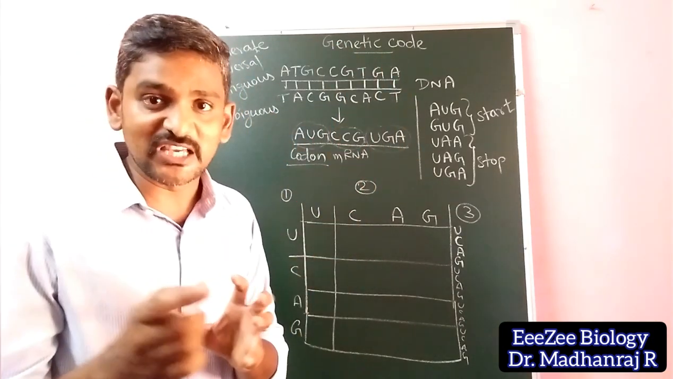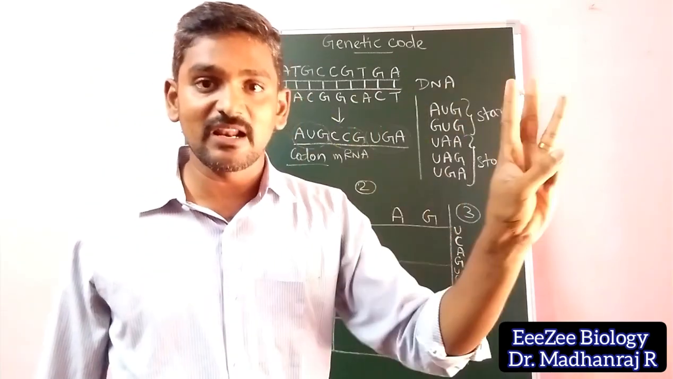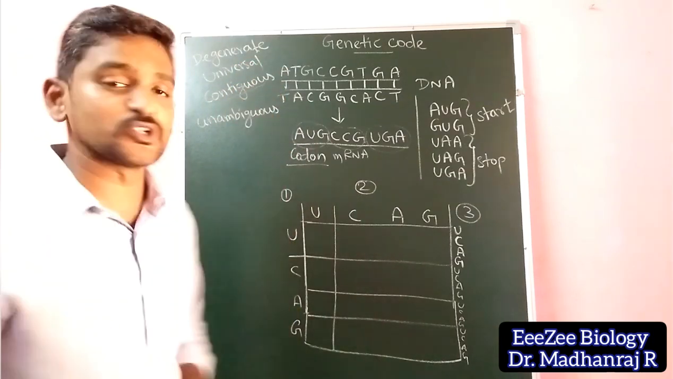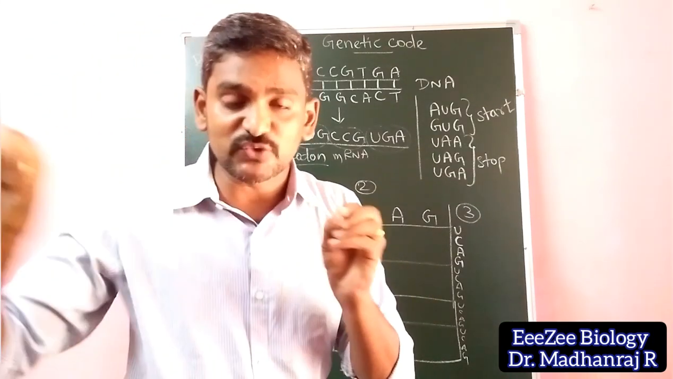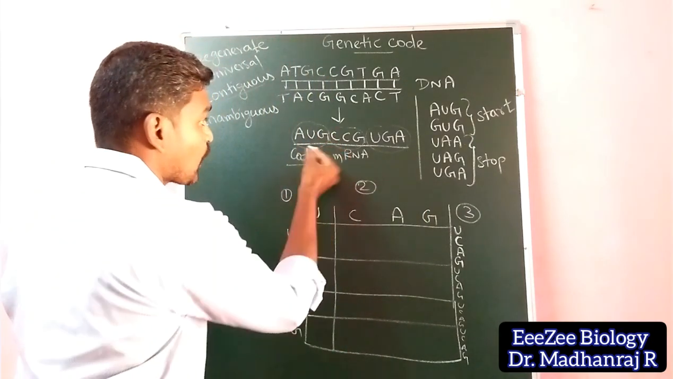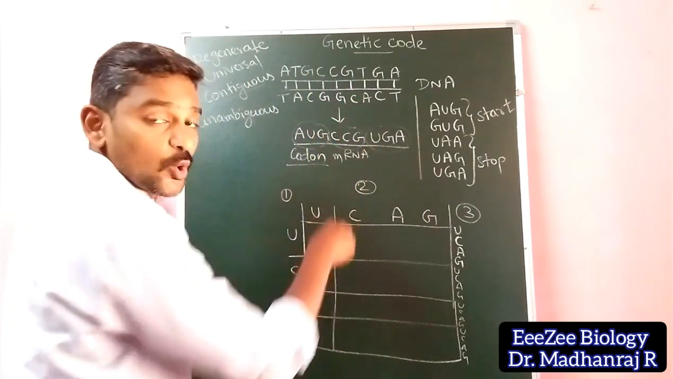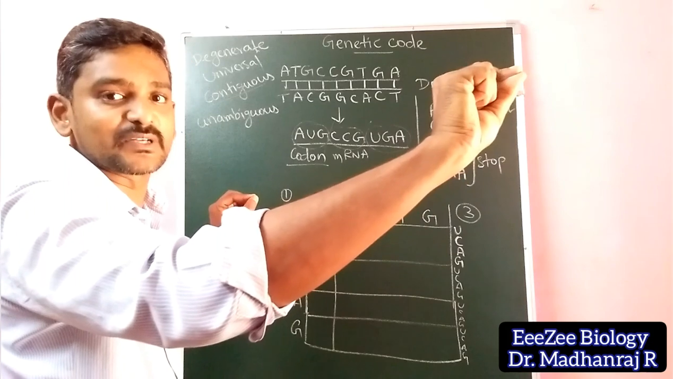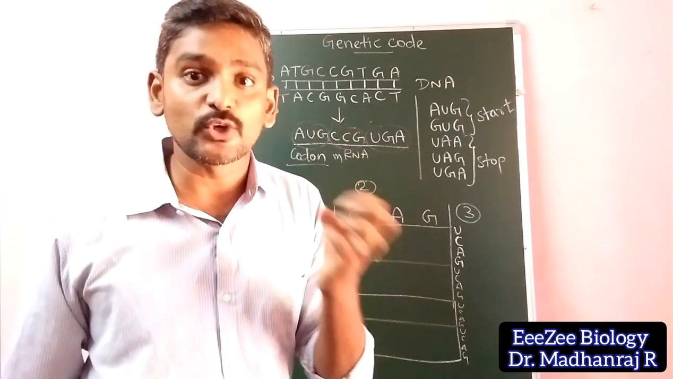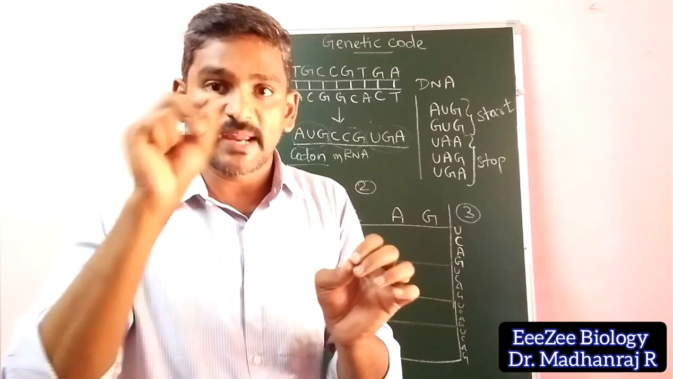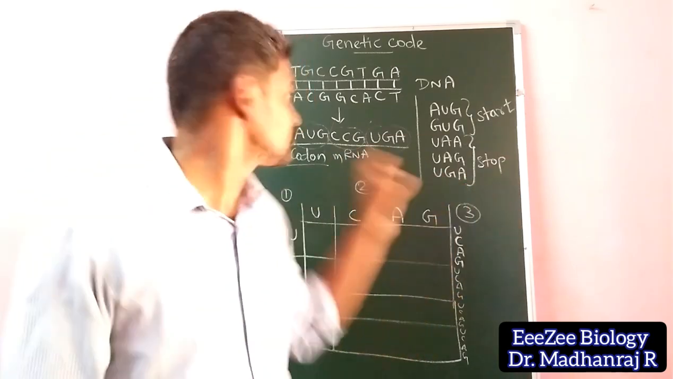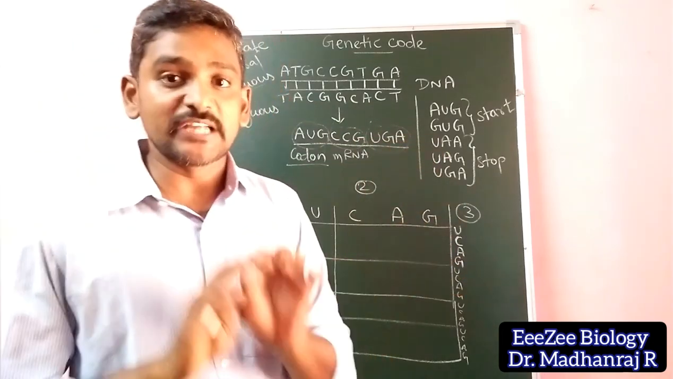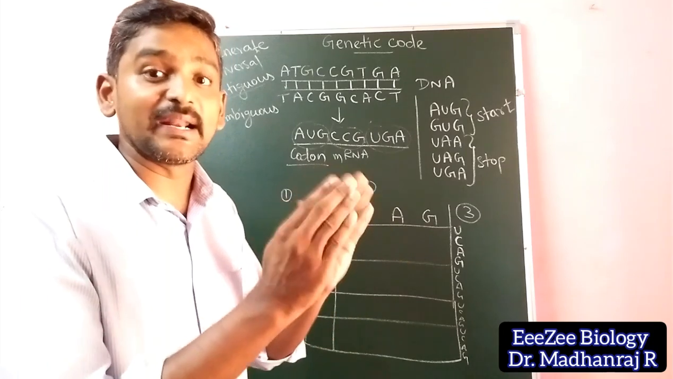So what are the main features? The first is triplet, always in 3. It is also contiguous. Contiguous means continuous format. Between the bases there will not be any comma, slash or semicolon. Continuously the bases will be present, but the enzyme has the capacity to read three bases at a time. That is called contiguous. The genetic codons are continuously present in the RNA, but they are read as three bases.